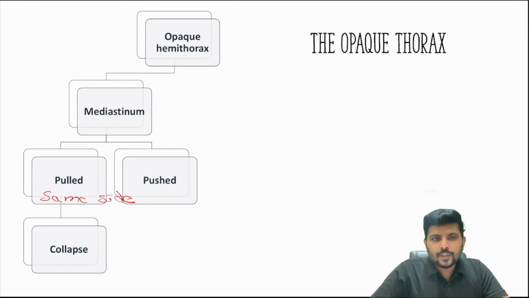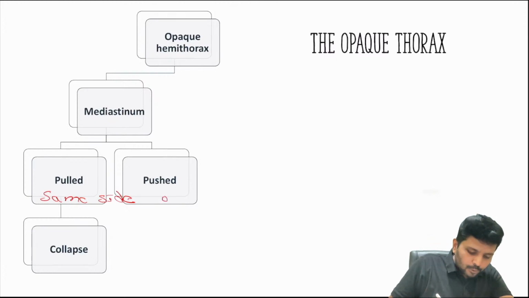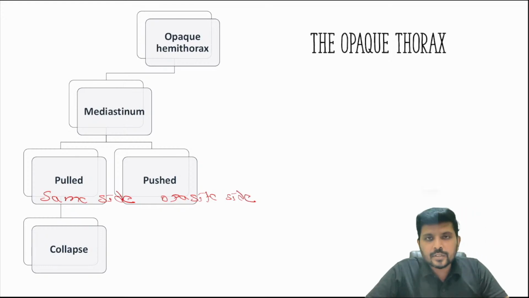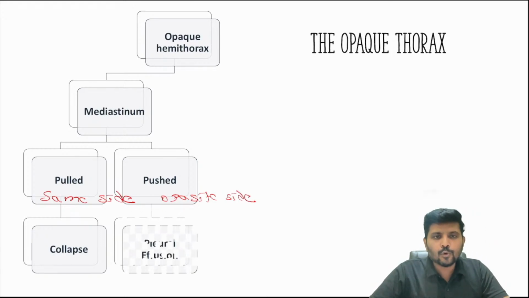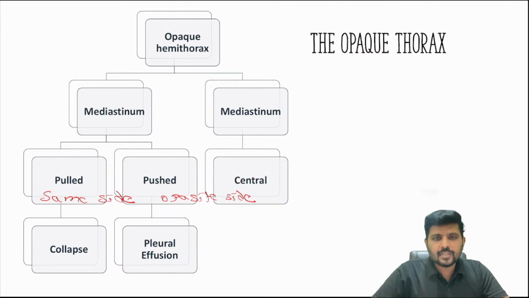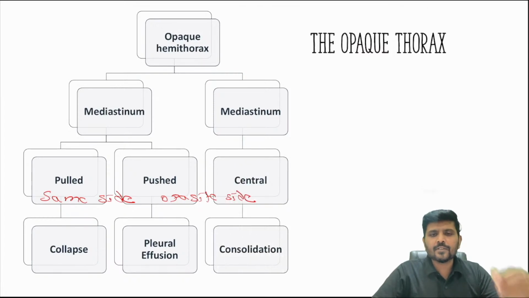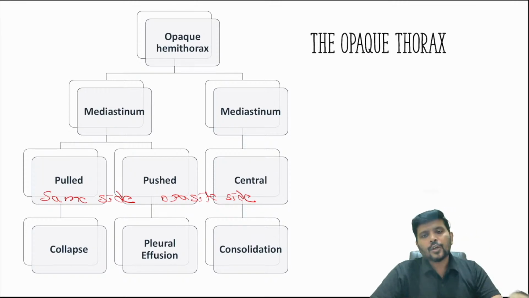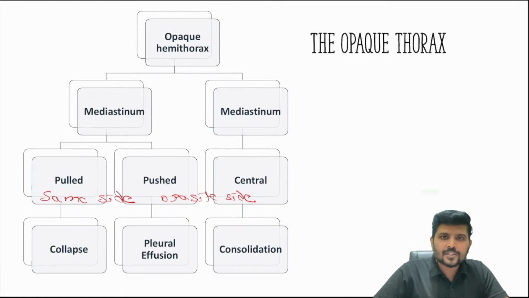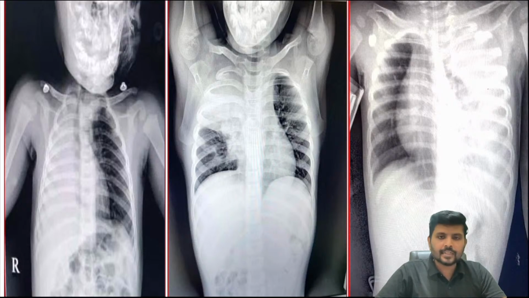Second, when your mediastinum is pushed to the opposite side, it means that there is pleural effusion on that side, the side from which it is pushed. The third one is mediastinum is central, neither pulled nor pushed, which means it is a case of consolidation. That is, your alveolar air is replaced by pus. That is called consolidation. This is with respect to theory, but look at the practical things.